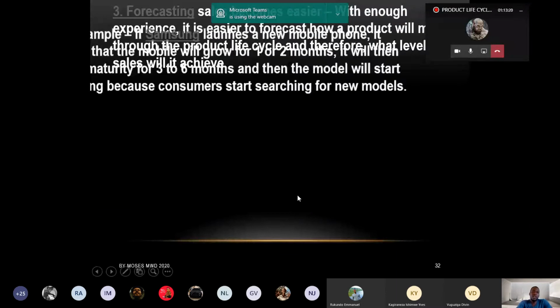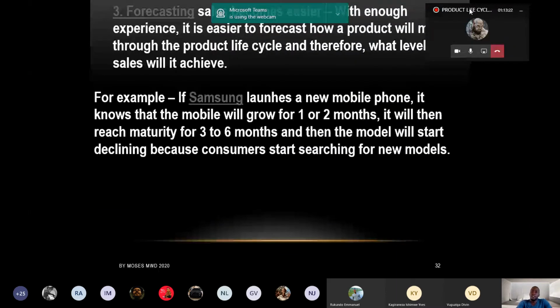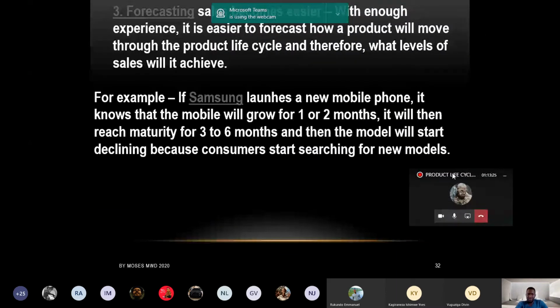Another one is forecasting. Who can explain this? Read through it.